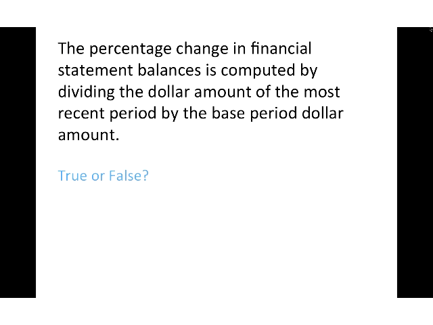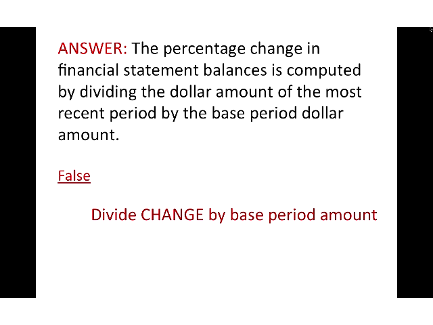Okay, now the percentage change in financial statement balances is computed by dividing the dollar amount of the most recent period by the base period dollar amount. True or false? False. Okay, and that is false, you're right. The reason it's false is because you want to divide the change by the base period amount, not the current period amount. So take your change between the two periods, divide by the base period amount, and that'll give you the percentage change.